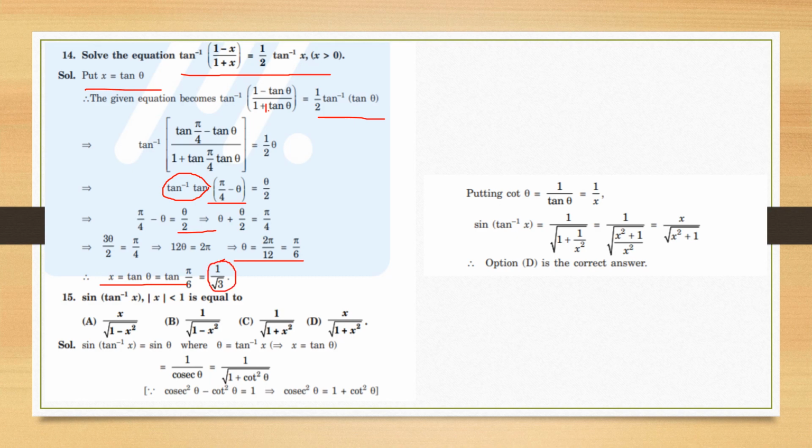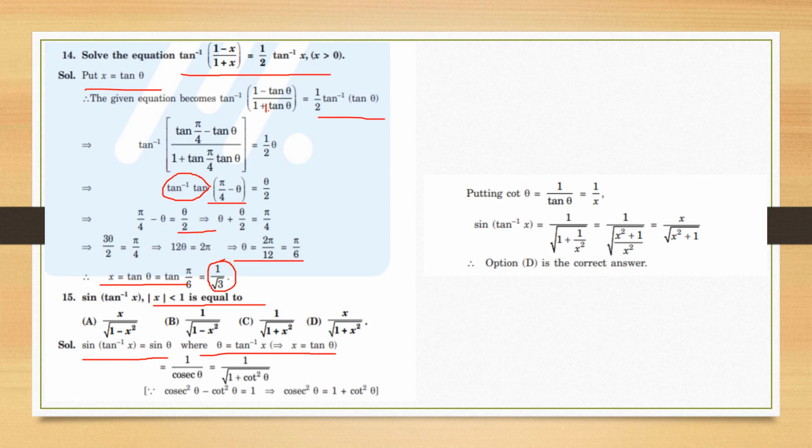sin(tan⁻¹x) when |x| is less than 1 is equal to, out of these 4 options, 1 is correct. So let us check it out. So sin(tan⁻¹x) equals sin θ, right? Where I have substituted θ as tan⁻¹x, which implies x = tan θ. So the sine of tan⁻¹x, I put as θ, so it is sin θ. Let's change it to cosecant, so it is 1/cosec θ.